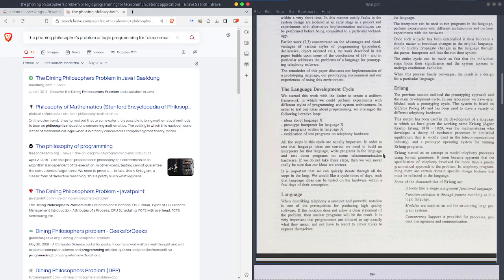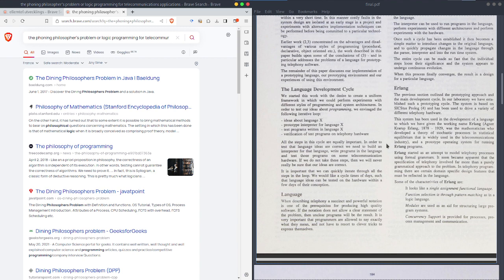In order to test that language ideas are correct, we need to build an interpreter for that language, write programs in the language, and test those programs on some telecommunication hardware. If we do not take these steps, then we will never really be sure that our ideas are correct.